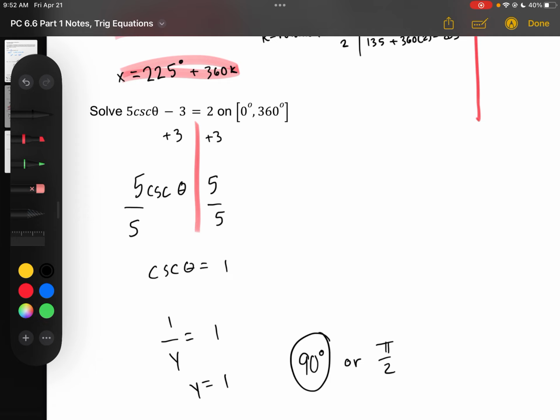So inverse trig functions work the same. We just have to go back to our definitions. We just have to know that cosecant is 1 over y. As long as we know that, we will be in perfect shape to be able to go through and solve here.